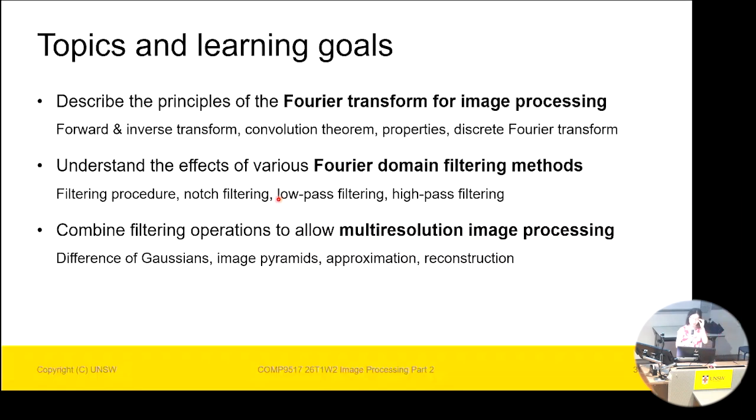Okay, so here are the topics for this lecture. We will describe the basic principles of Fourier transform, and then based on the frequency domain, how we do some processing. Mainly it's still about image filtering, because once you have different frequencies, we can consider whether we want to filter out certain frequencies, and that would give different effects on the image. And then a little bit further from that, we can do multi-resolution processing, with some examples.